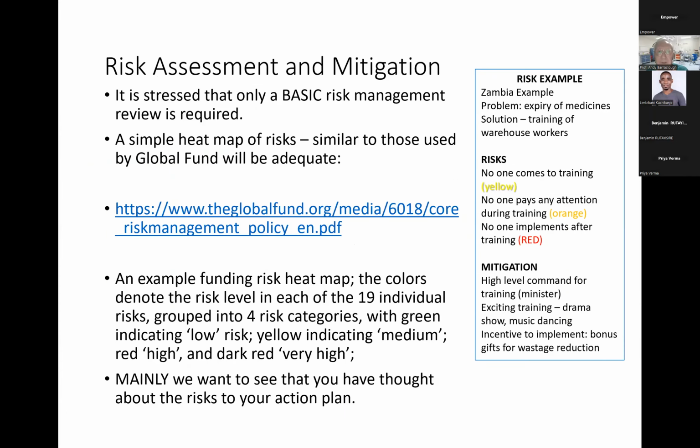Risk assessment and mitigation, only a basic risk assessment. What could go wrong? Well, if I'm doing this training, maybe nobody comes to the training. I hire a hall, I've got trainers there, and nobody comes. Nobody arrives to help out. We can measure the risk just on a simple heat map of yellow, orange, red. So red means it's a big risk, a big problem. And then I'm going to look at mitigating.